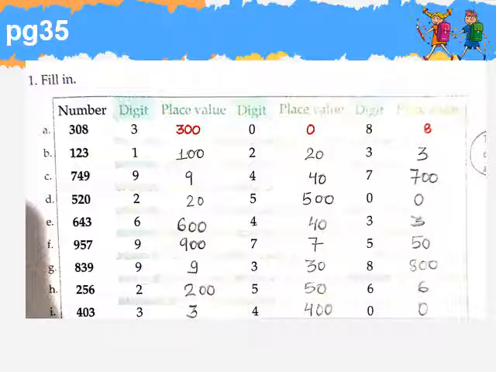Now next part, children, E. The number is 643. So in 643, you have to find out the place value of 6. Children, 6 is at hundreds place. So its place value is 600. Now the next digit is 4. 4 is at tens place, children. So its place value is 40. Now the next digit is 3. 3 is at ones place. So its place value is 3.